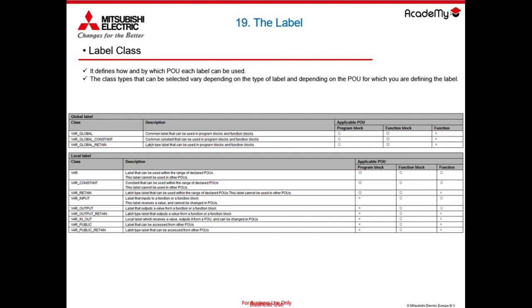If it is a global variable, in the case of a global label or constant, a global constant, we will associate the label in a unique and not mutable way. A global retain value will be both global and retentive, so they will maintain their state in the event of shutdown of the PLC.